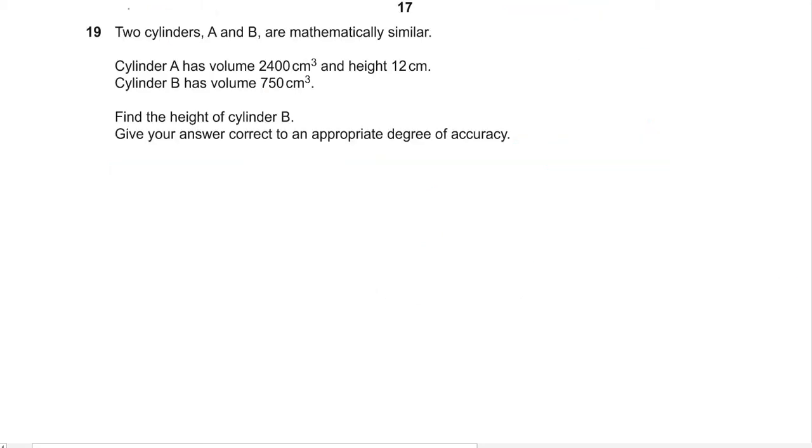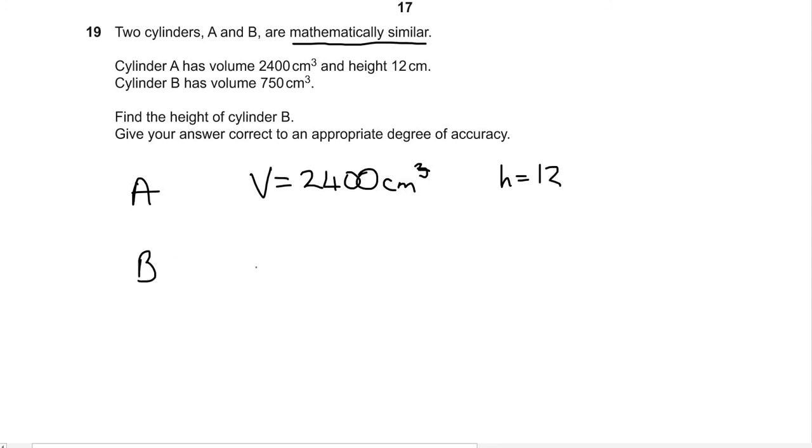Okay, question 19. Two cylinders, A and B, are mathematically similar. This means their proportions are similar. So A has volume 2400 centimeters cubed and height 12. B has volume 750 centimeters cubed. And we need to work out the height.